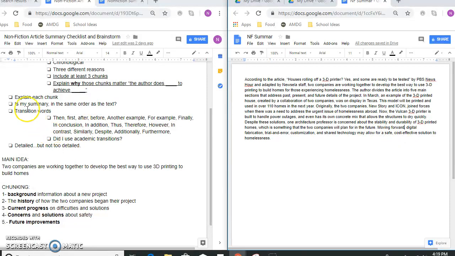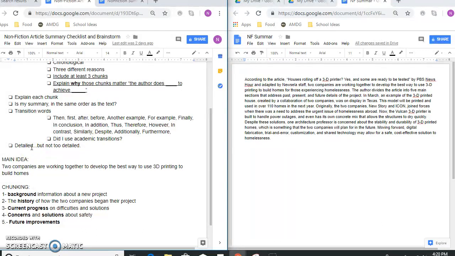What else? Transition words. Do I use transition words and do I use academic ones? Well, I say things like originally, now, despite these solutions, moving forward. I would say that those are more academic than just simply saying first, second, then, next. So I think I'm good to go there.